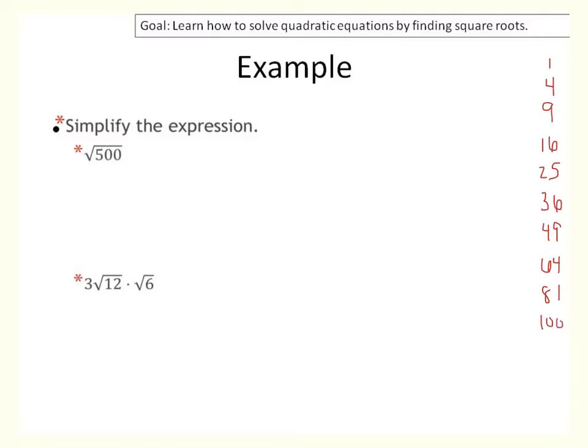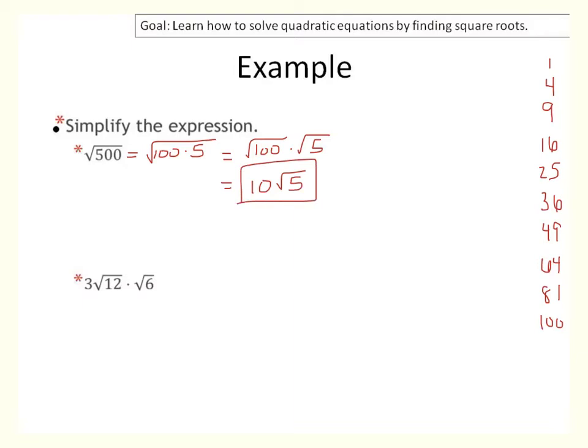The question is, do one of these numbers go into 500? And in fact, what is the greatest of these numbers that goes into 500? The answer there would be 100. So you could rewrite 500 as 100 times 5. Then from our product property, this is the square root of 100 times the square root of 5. Well, what is the square root of 100? It is 10, and then you keep that square root of 5. So that is the square root of 500 simplified.